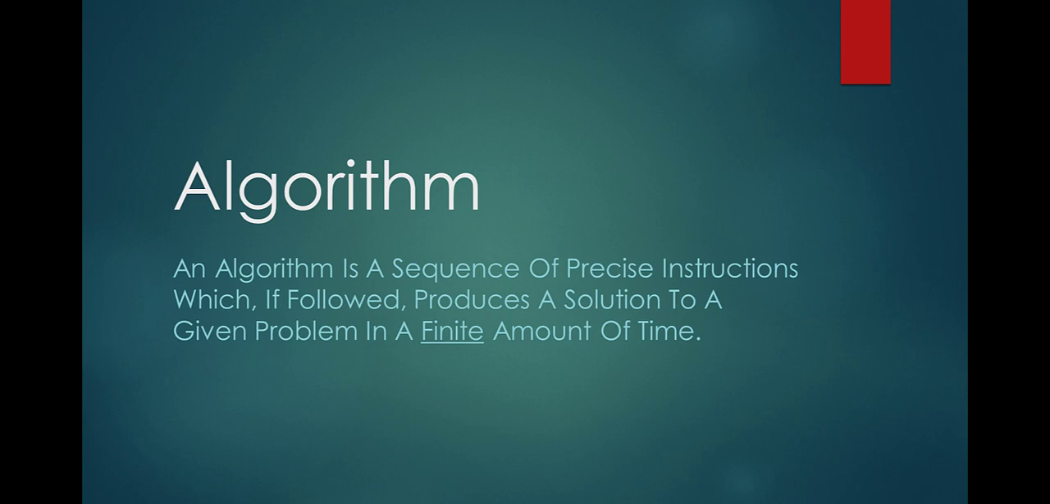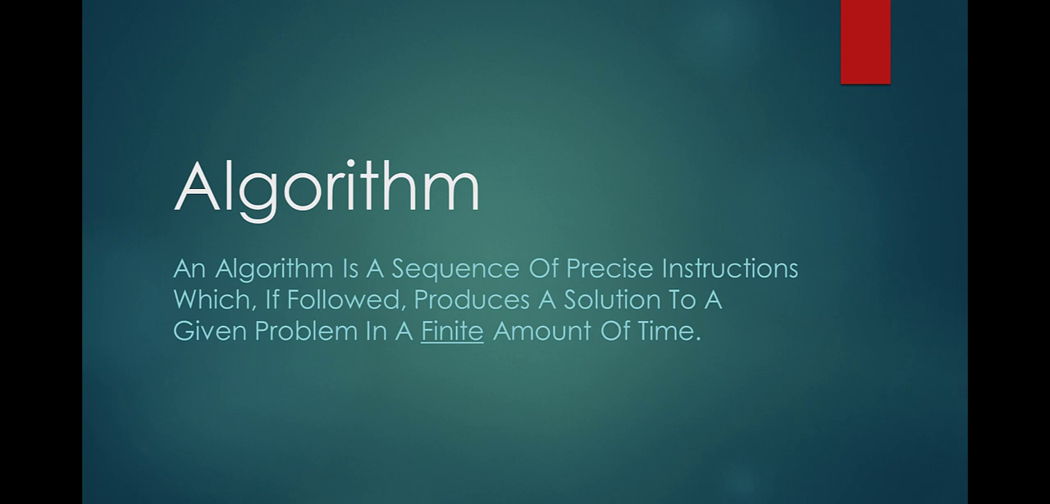Let's look at what algorithms really mean. So as we have stated, an algorithm is really a series or a sequence of precise instructions that, if followed, produce a result to a given problem. One of the things that we have to bear in mind is that the algorithm has to have a finite amount of steps, meaning we cannot create an algorithm that goes on forever in a forever loop. It must have a beginning, and the algorithm must have an end.